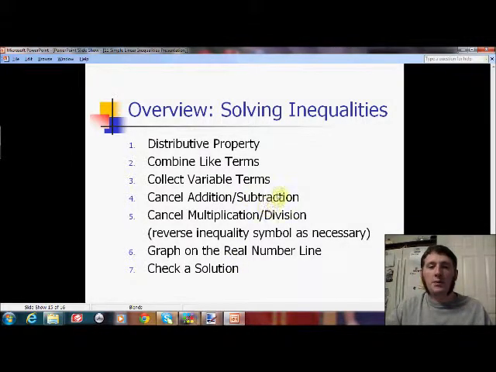Alright, so here's the overview. Let's wrap it up real quick. Solving inequalities is just like solving equations. You might have to distribute first and then combine like terms, and then you might have to get your variables together on one side, and then you'll cancel addition and subtraction. And then this fifth step is kind of where it gets interesting. If you cancel multiplication or division and it involves a negative, remember to reverse that inequality symbol. Remember to graph the solution on the real number line.